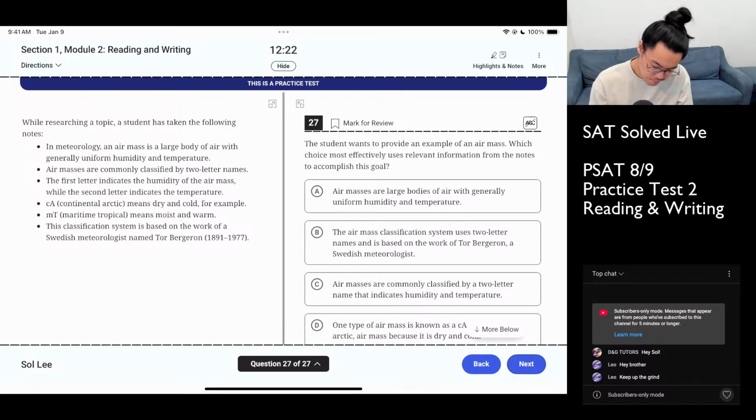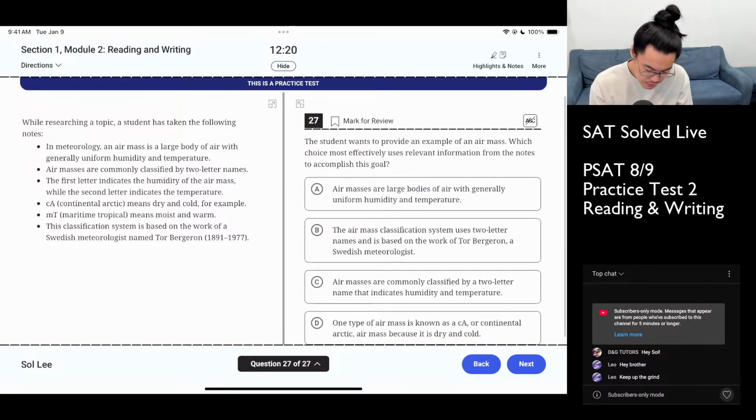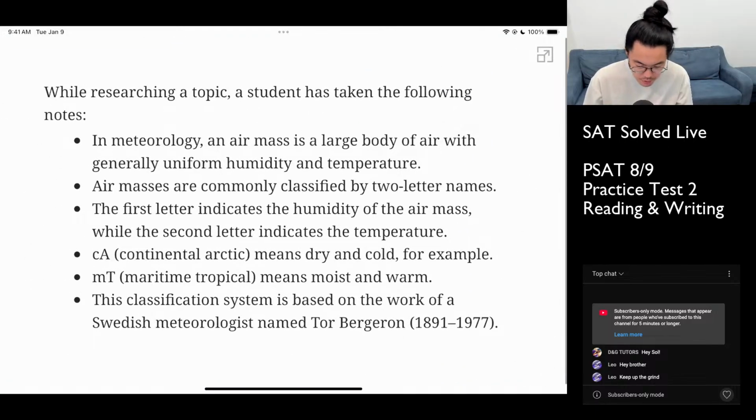All right. Example of an air mass. What's an air mass? Meteorology, an air mass is a large body of air. Uniform humidity and temperature. Got it. 2-letter names. First letter is the humidity. Temperature. Continental. CA is continental Arctic, dry and cold. MT is moist and warm.